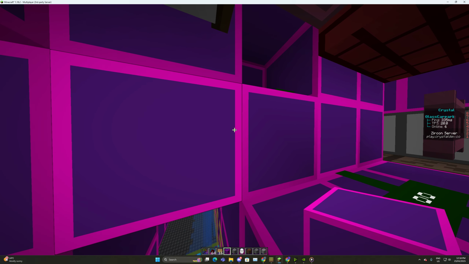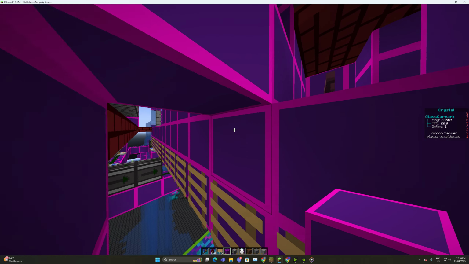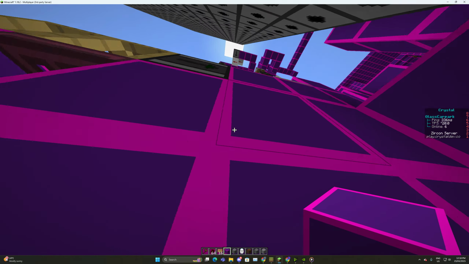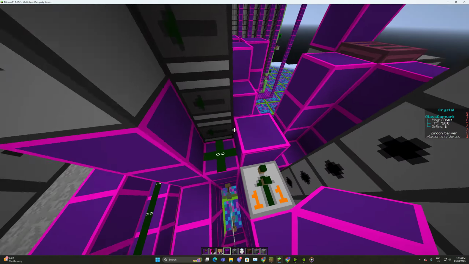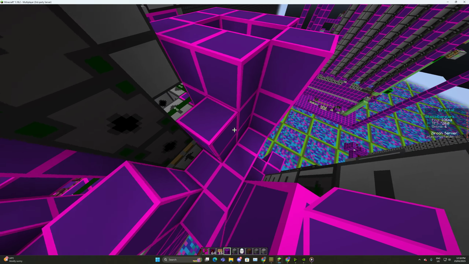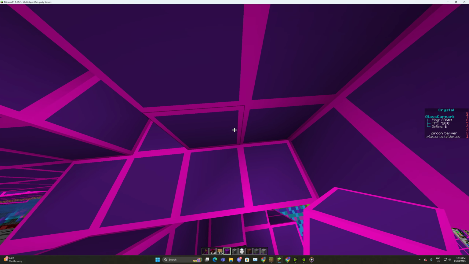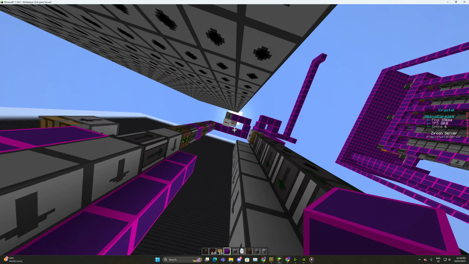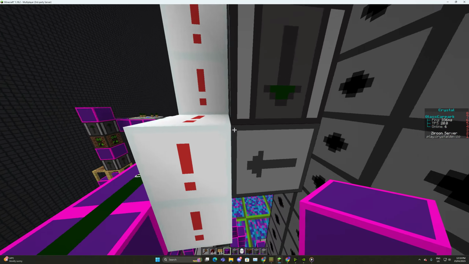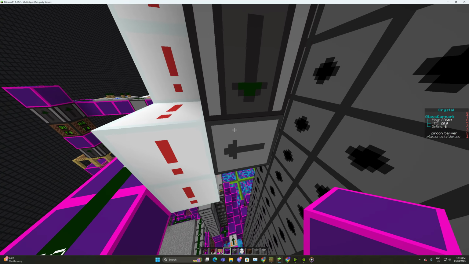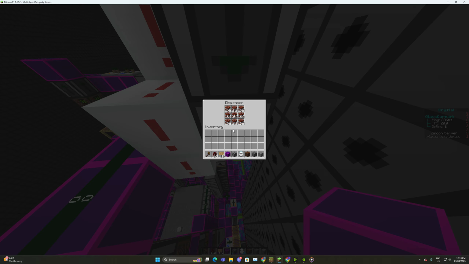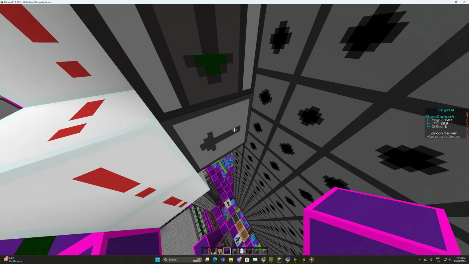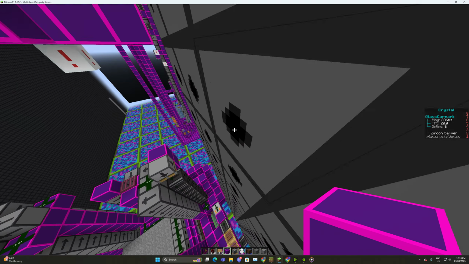So what we basically do is we have some tripwire hooks connected to trapdoors, and we time those to essentially close at a certain time. It's a bit hard to explain, to be honest, but it might be a bit easier for me to physically show you what happens. So at redstone tick 5, this dispenser here fires.